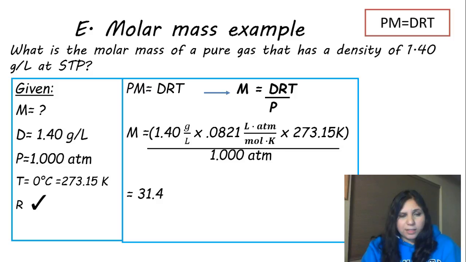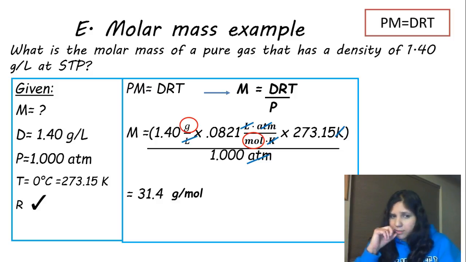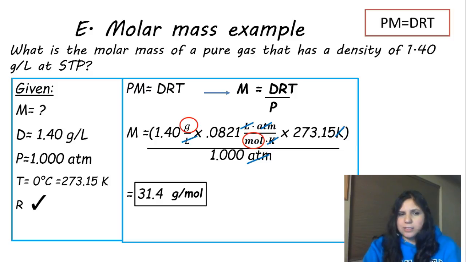Then we need to figure out the units. Liters cancel. Atmospheres cancel. Kelvin cancels. So what's left? Well, we have grams and we have moles. We have grams on top and moles on bottom. So this is grams per mole. 31.4 grams per mole. Which is great because guess what? That's a unit of molar mass.